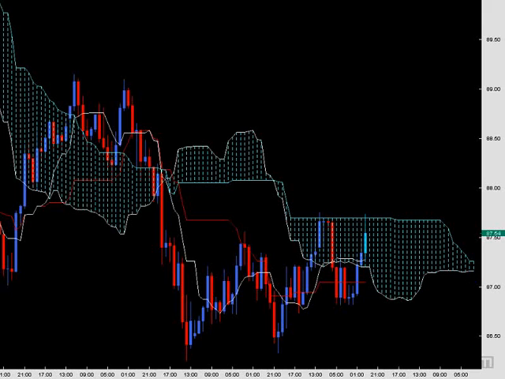Span A is the simple halfway point between the Tenkan and the Kijun. We take it in half, shoot it 26 time periods ahead, and that is your Senku Span A.